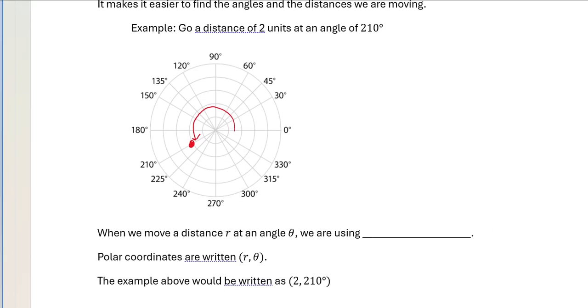So when we're doing this here, what's happening is because we're on our polar plane, we are using polar coordinates. And polar coordinates are going to get written r comma theta, where r is the distance that we're moving, which we could also call a radius, and theta is the angle that we move at. So the point we plotted above where we went 2 units at an angle of 210 degrees in polar coordinates would be written as 2, 210 degrees.